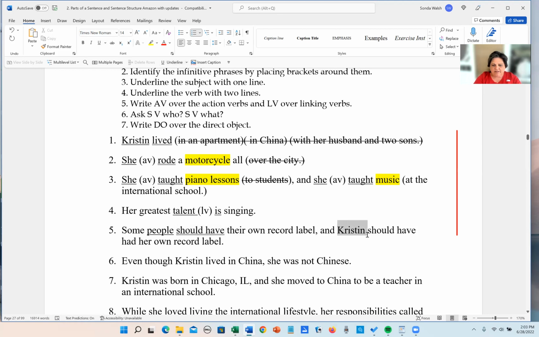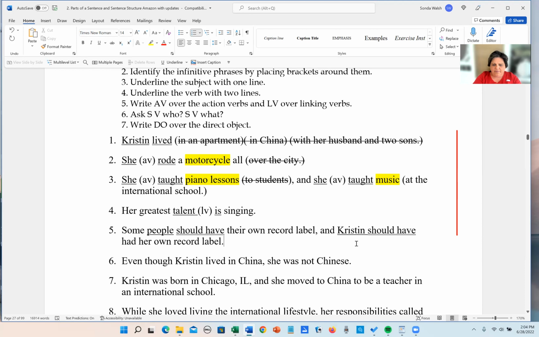Kristen is a subject. Should have is a linking all right. Now here we have should and have are both helping verbs. And so this is a good dilemma to have, because we have to determine, well, are they acting as a linking verb or are they acting as a helping verb?